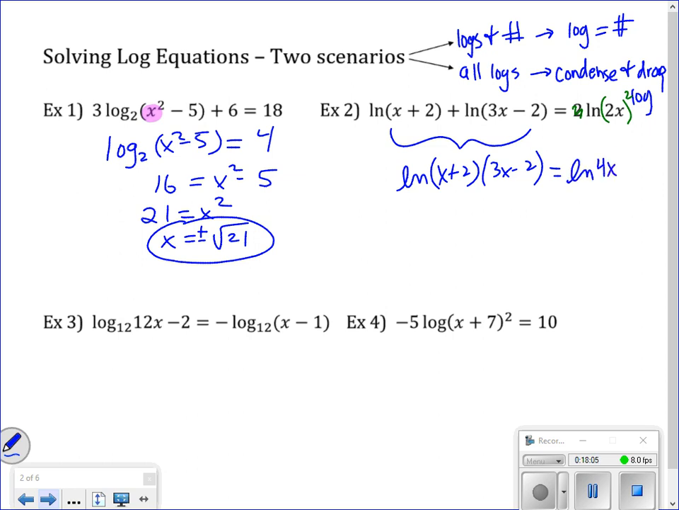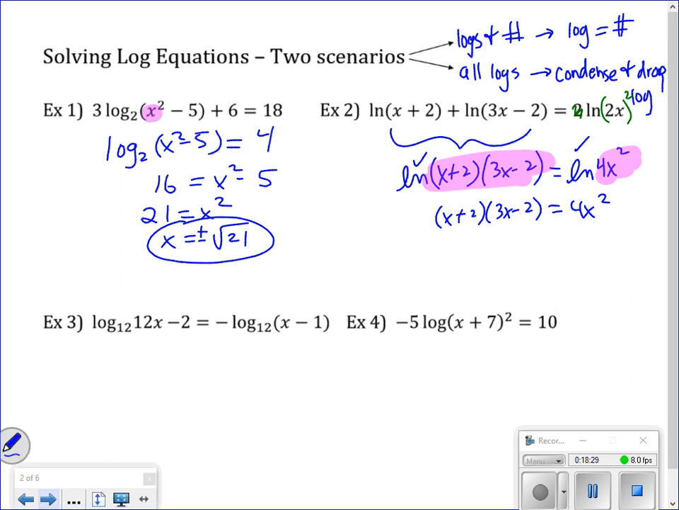4x squared. Okay. So now I have a log equal to a log. It's the same problem. These things already match. So what I can do is I'm just going to drop them off, and I'm going to keep this part, and I'm going to say it's equal to that part. Because, you know, it's an equation. Equal parts have to equal each other. All right. So my (x plus 2) times (3x minus 2) has to equal 4x squared.